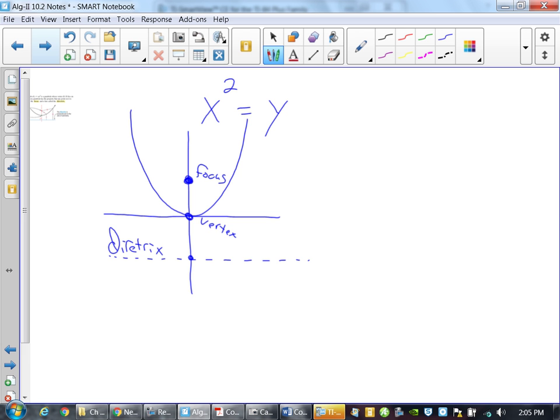Yes, ma'am? Is the directrix, is that the point? I'm getting to it. I'm going to explain all those parts here.